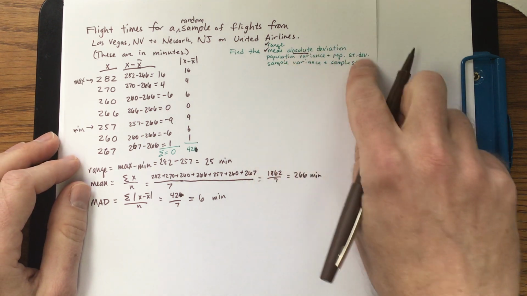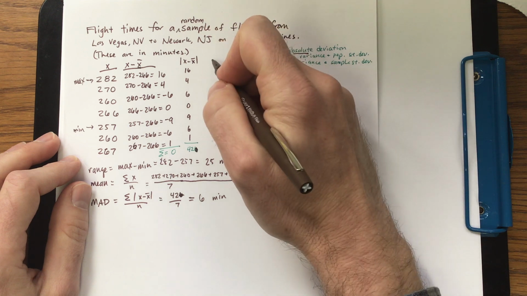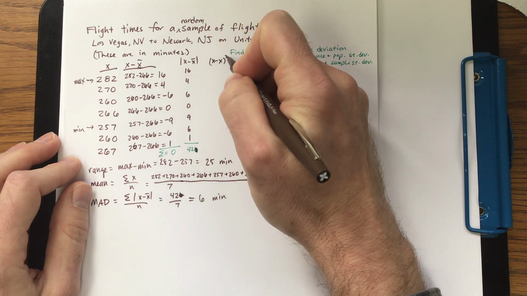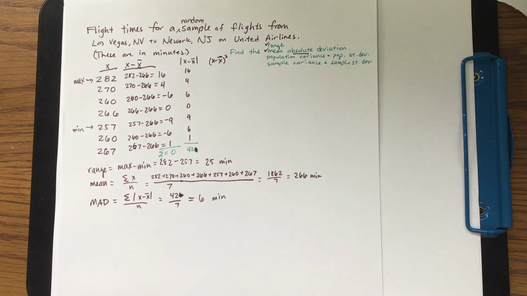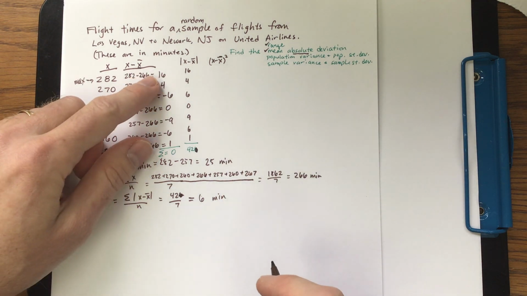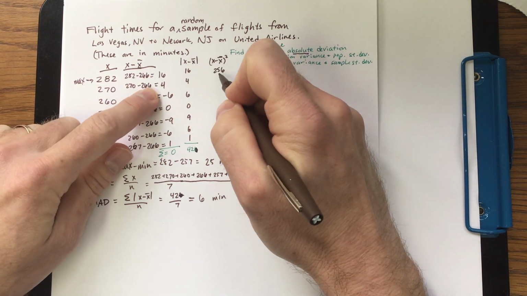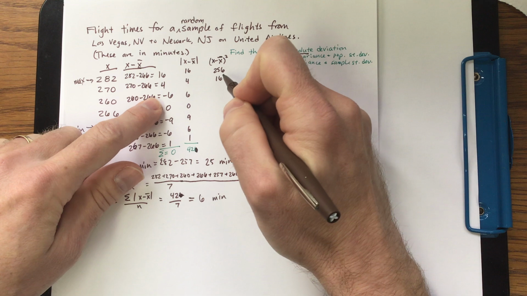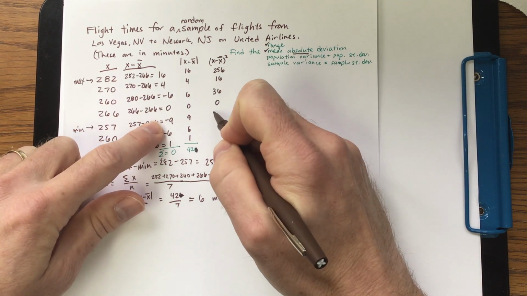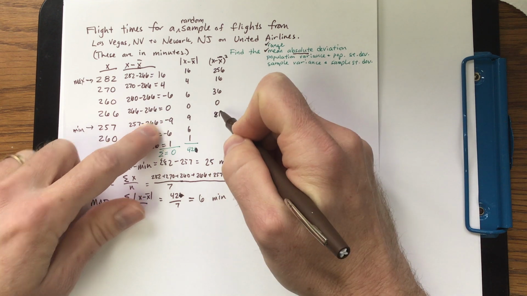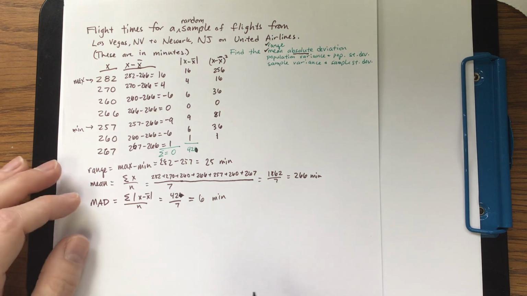So for the rest of these, instead of using the absolute deviations, we're going to use the squared deviations. Both the absolute value and the square will turn these things positive. So these things being the deviations: 16 squared is 256, 4 squared is 16, negative 6 squared is 36, 0 squared is 0, negative 9 squared is 81, negative 6 squared 36, and 1 squared is 1.